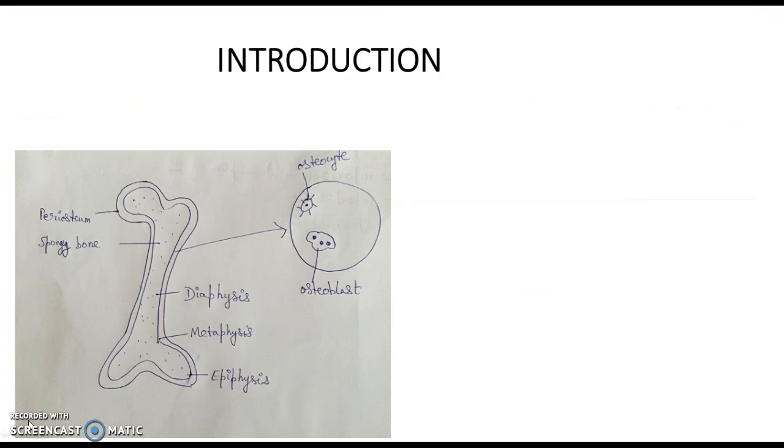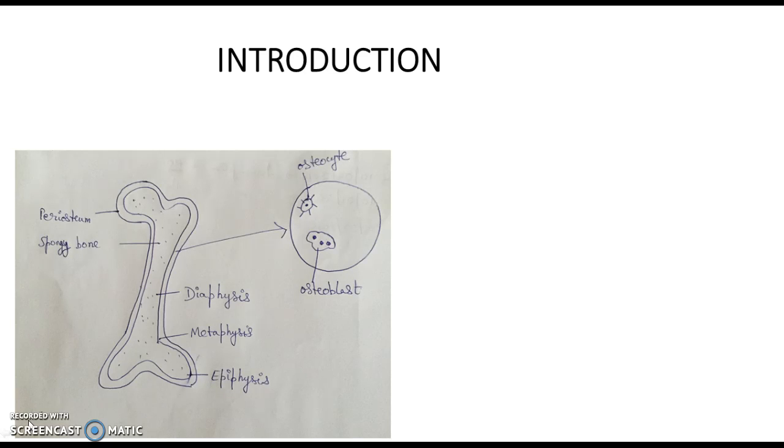Now, bone or the skeletal system is vital during life. It has an essential role in mineral homeostasis. It houses the blood cells, provides mechanical support for movement, and also supports and protects the viscera and determines the body's size and shape.